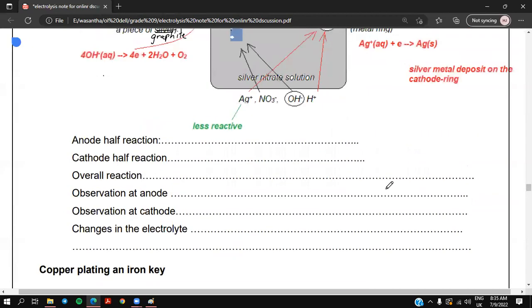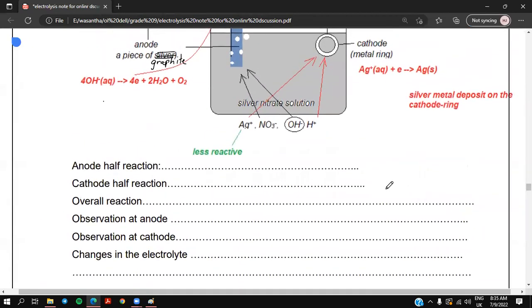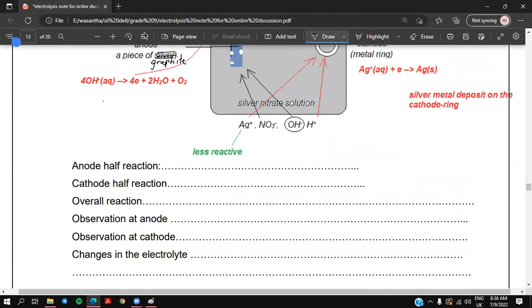And we have to write the answers for this. Shall we see? Anode half reaction. For the anode half reaction, here we have carbon electrode, therefore anode will not dissolve. Solution has nitrate ions and OH negative ions. 4 OH negative ions will participate in the reaction, liberating or giving out 4 electrons, 2 H2O and 1 oxygen.